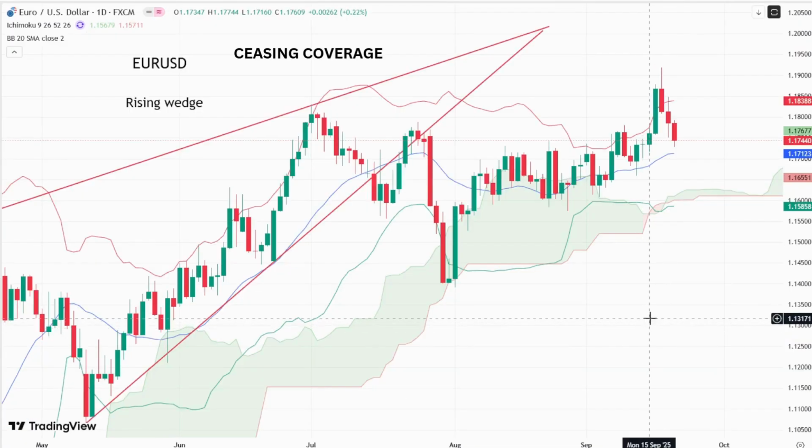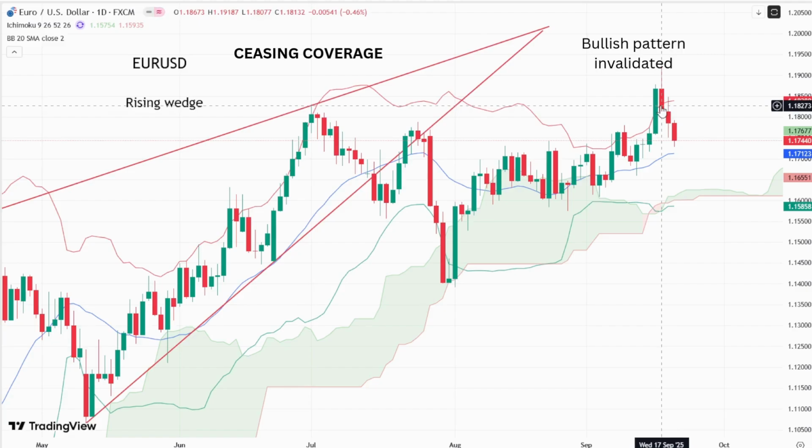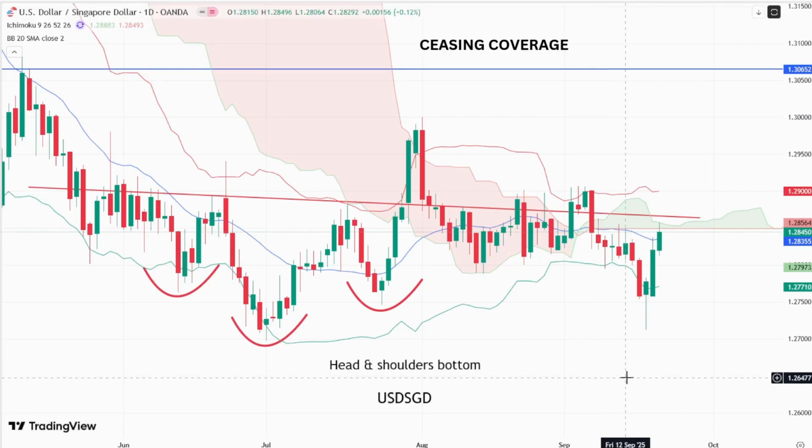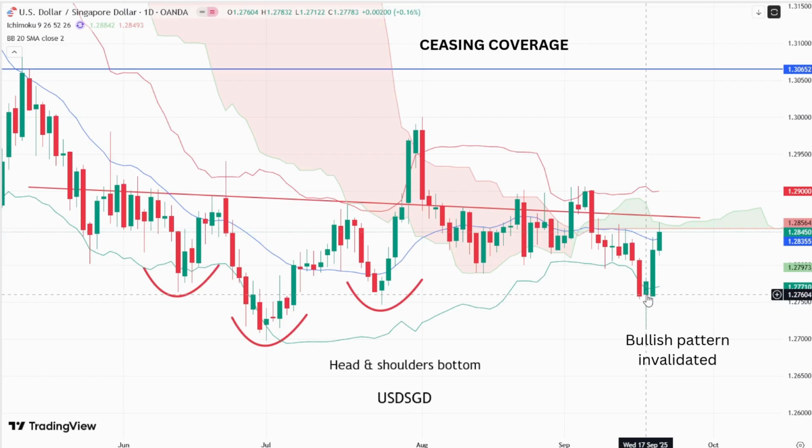I will cease coverage on the euro dollar. I showed the formation of a rising wedge on 12th of July, but recent price action has invalidated this bearish pattern after rising above the last high at 118.30. Last but not least, I will cease coverage on dollar SGD. I was bullish on dollar SGD due to the completion of a head and shoulders bottom, but this week's decline below 1.2746 has invalidated this bullish pattern.